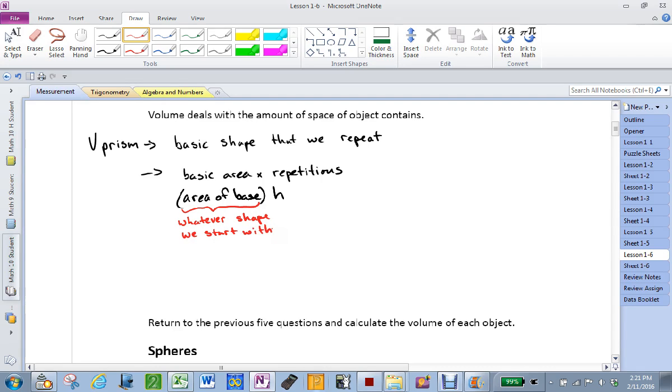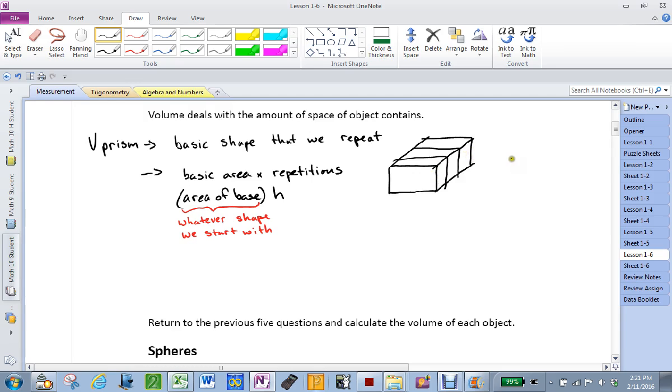Is everyone cool? So if I start with a rectangle and I repeat it over and over again, once, twice, thrice, I end up with a rectangular prism. Is everyone cool with that? And the base is the area I started with, which was a rectangle. So if I found that area, it would be length times width times how many times I repeated it.